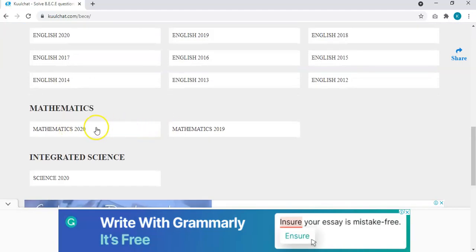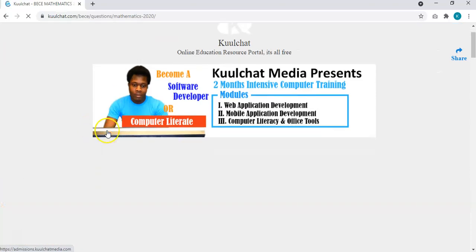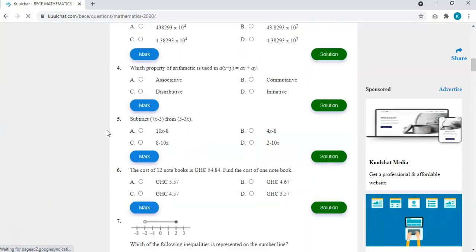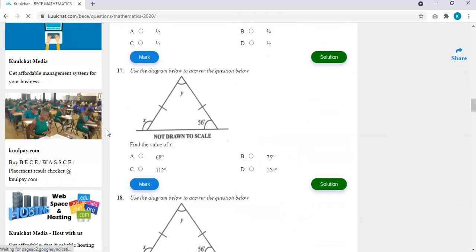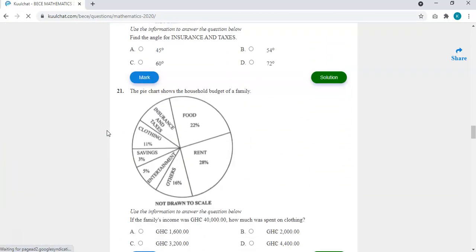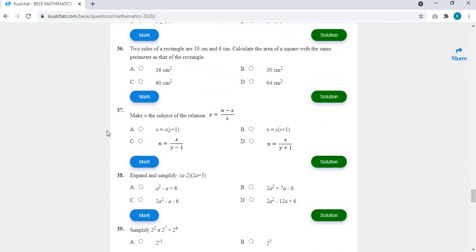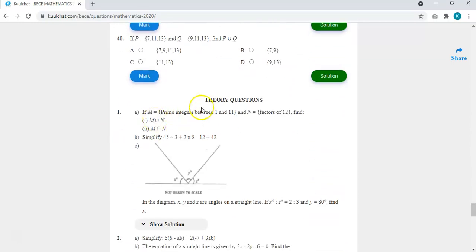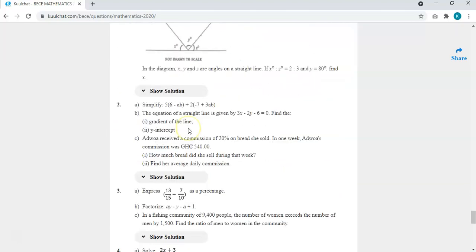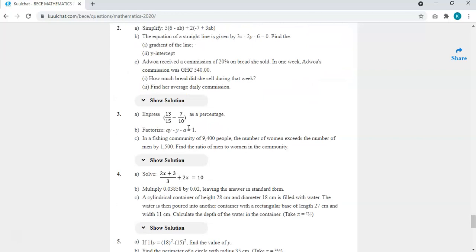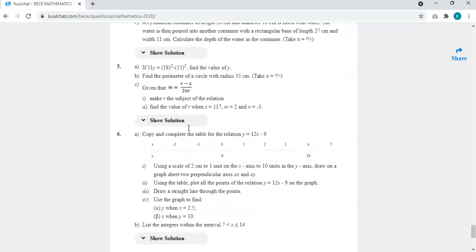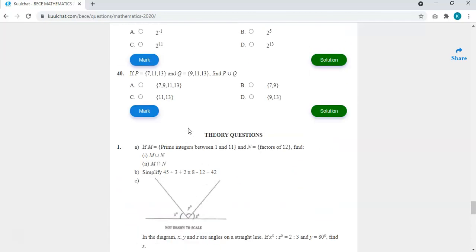Okay, so let's go to the mathematics 2020. So we've solved from 1 up to 20. 1 was the first part, then from 22 to 40 was the second part. And this part we are going to solve the theory question, the section B, from 1 up to 3. Then the next video we will also solve it from 4 up to 6. Okay, so let's get started.